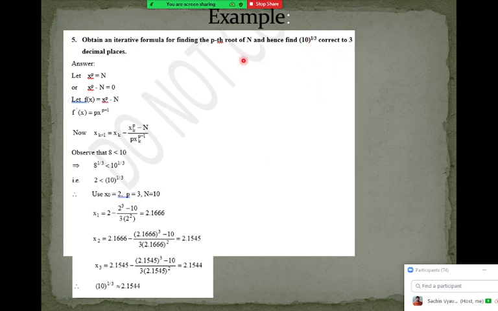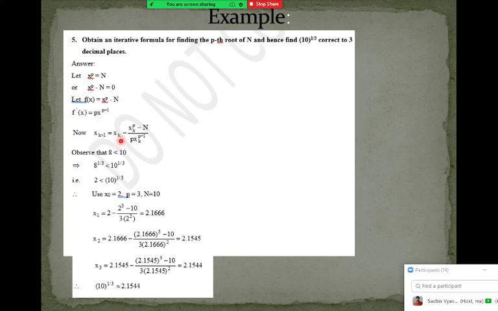You'll observe we have to find the pth root of N. So let x equal N raised to 1 by p. x is the pth root of capital N. So x raised to p is N. So I hope you are getting what f(x) is. f(x) is x raised to p minus capital N. Is it okay? Yes, sir. So f dash x becomes p into x raised to p minus 1. That is f dash x.